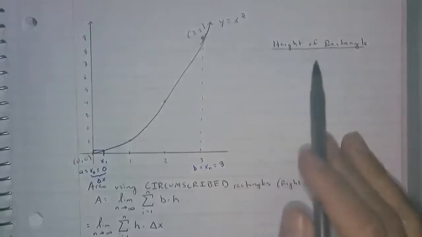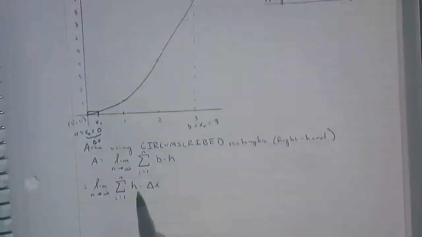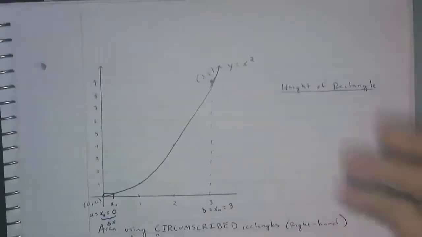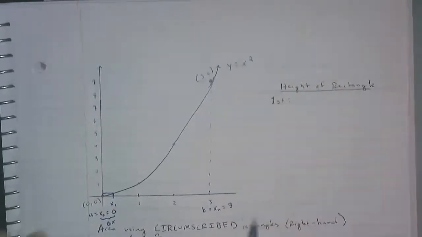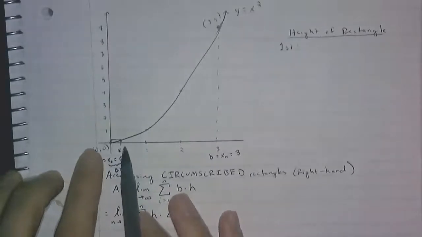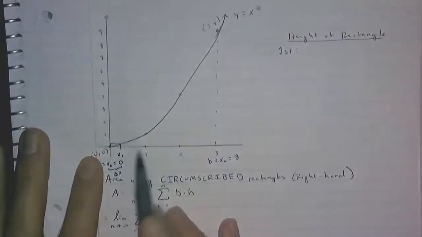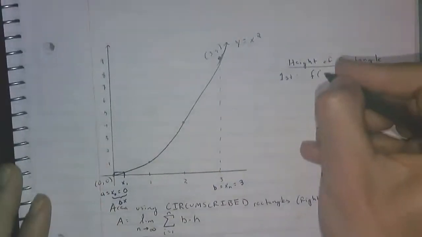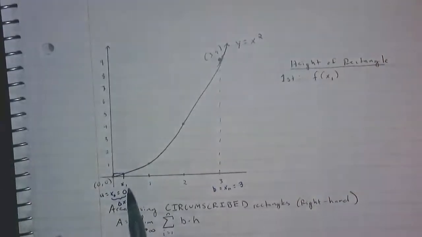So this height of the rectangle thing is going to help us see what expression we actually use for h. So the first rectangle, this first guy, because we're using circumscribed rectangles, we'll use f of x sub 1 as the height. F of x sub 1.